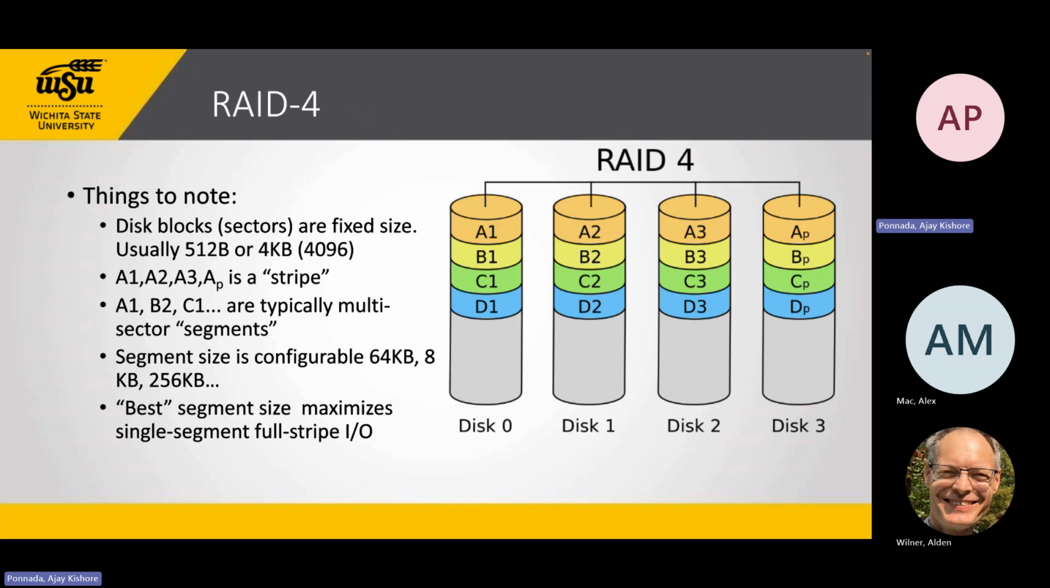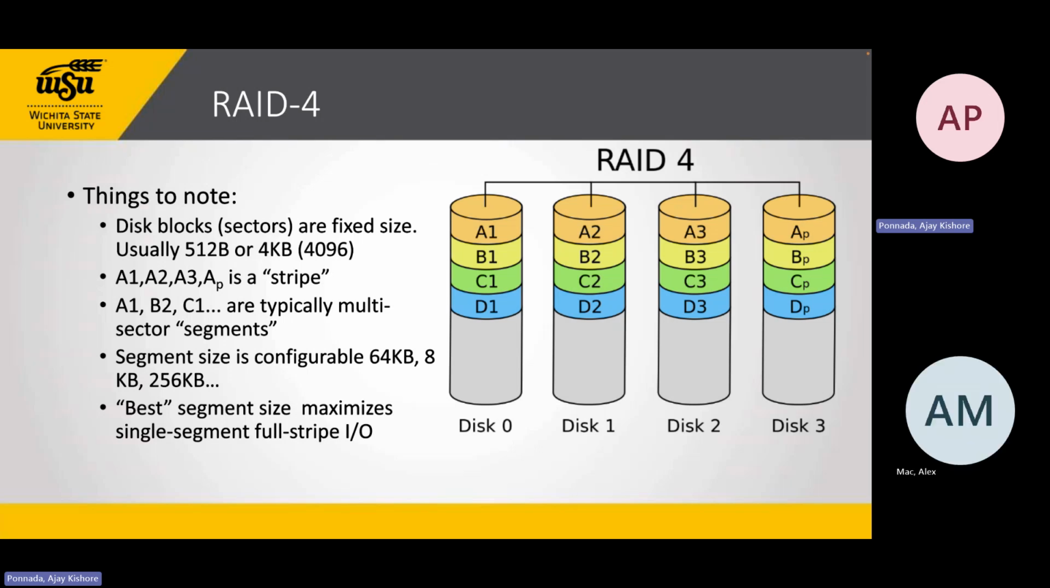So RAID 4, things to note. Disk blocks are fixed size blocks, usually 512B or 4 KB and so on. So what are disk blocks? This is a disk block: disk 0, disk 1, disk 2, disk 3. These are the disk blocks. And we saw what stripes are in the last lecture. The horizontal one is a stripe. How many stripes do we have in this diagram?